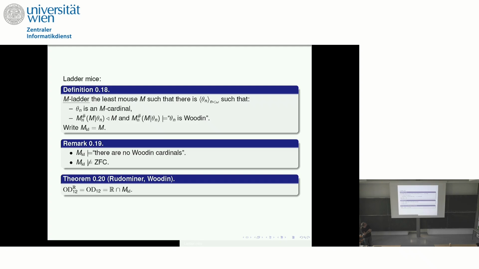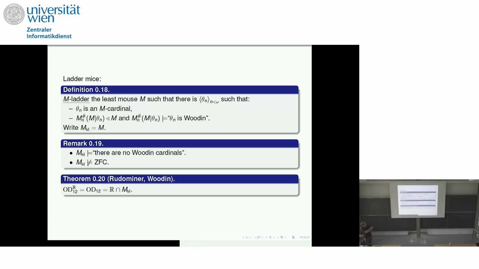Okay, so recall that M ladder is the least mouse such that there's an infinite sequence of ordinals, the theta n's, which are all M cardinals, and Mn sharp of M up to theta n is a proper segment of this M, and it satisfies that theta n is Woodin. We have partial Woodinness. In the end, it follows that M will be closed under the Mn sharps.